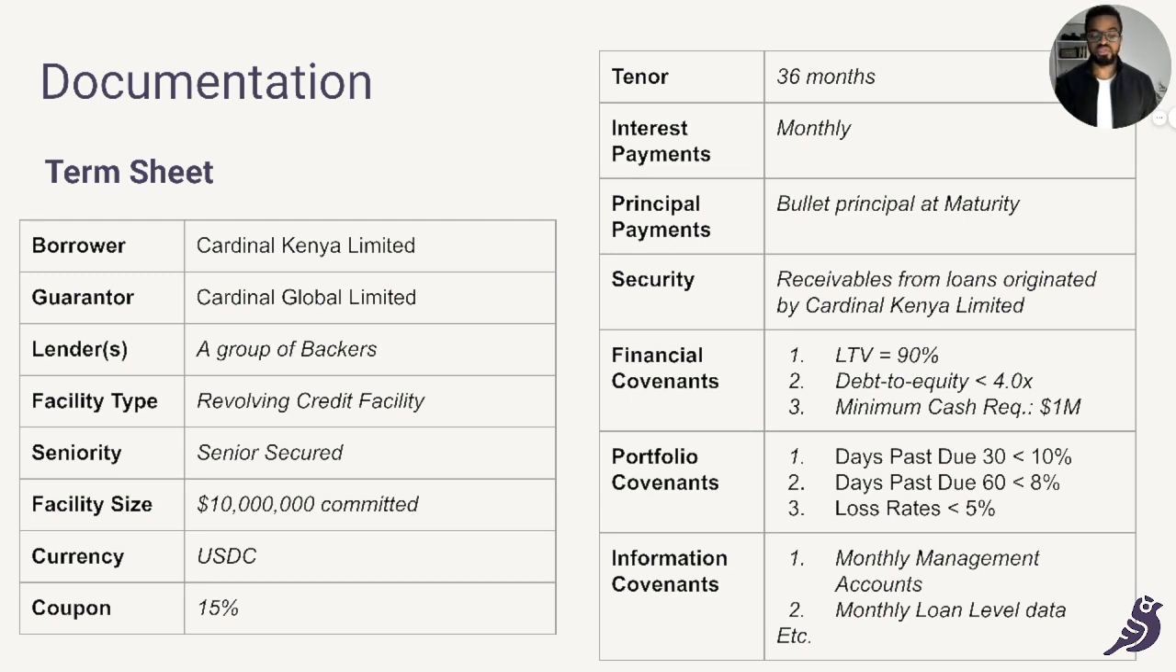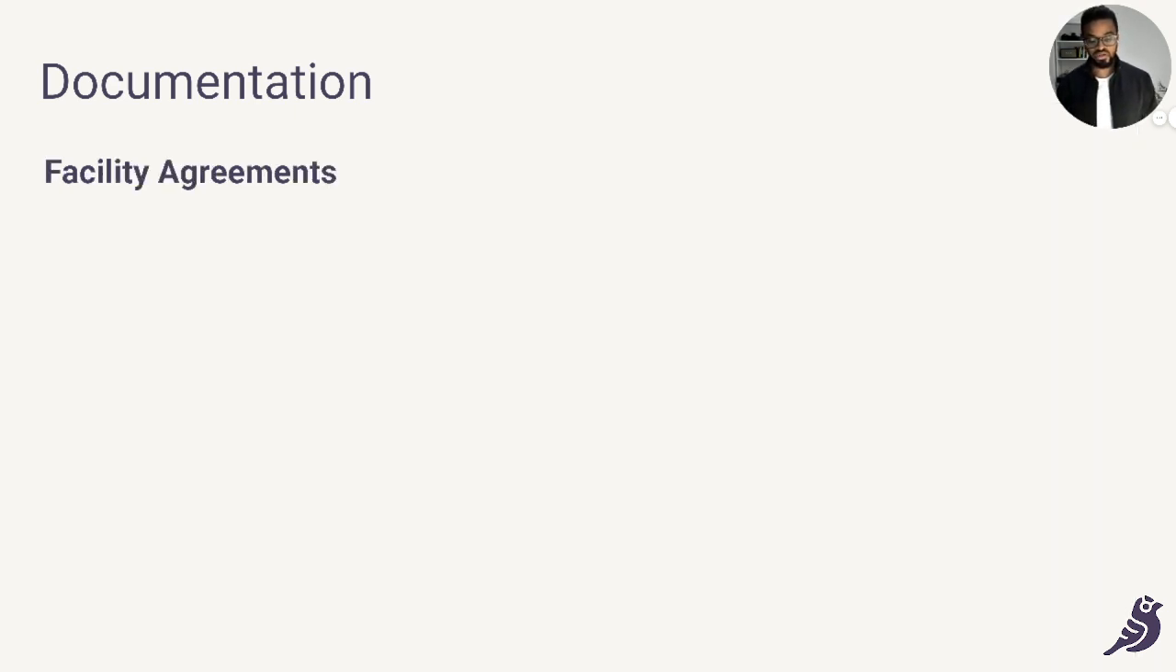Once the contents of the term sheet have been agreed upon by the borrower and the lender, they are signed by both parties. Sometimes due diligence has already happened by the time the term sheet is signed. If that's the case, the parties immediately engage lawyers and dive into the drafting of agreements. If not, due diligence takes place and the agreements are drafted after due diligence is concluded. In any case, the next set of agreements are the facility agreements.